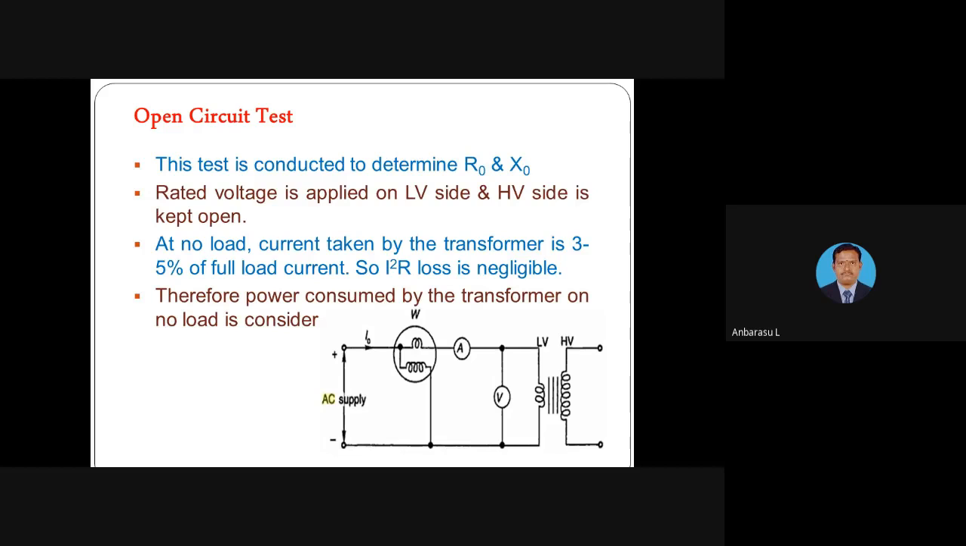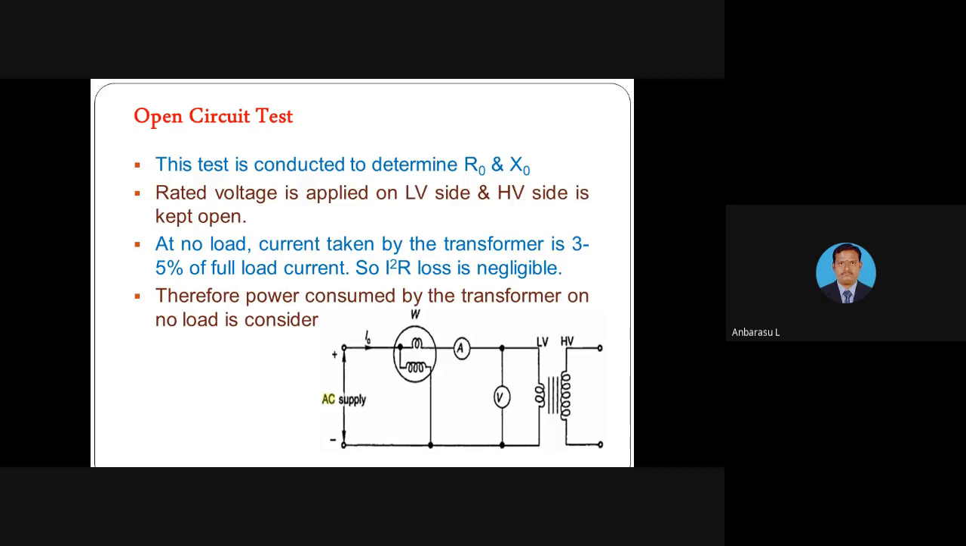First one is the open circuit test. Open circuit test means a transformer has two windings, primary winding and secondary winding. One of the windings is kept open, and the other winding is given to the supply. We can conduct it as an experiment. It is called an open circuit test.